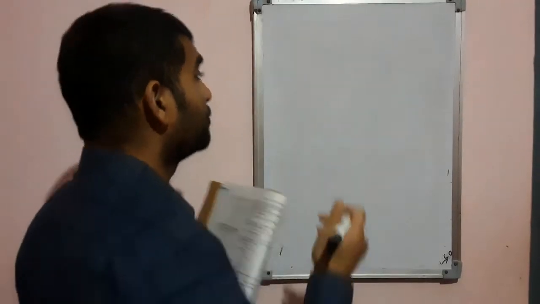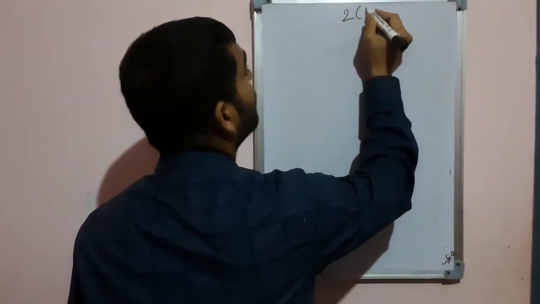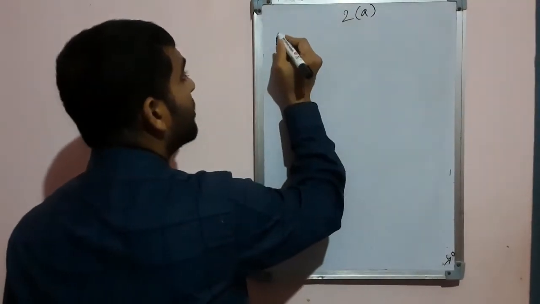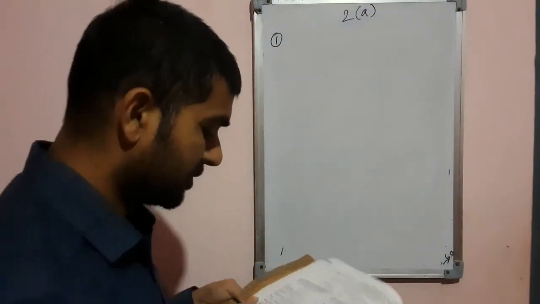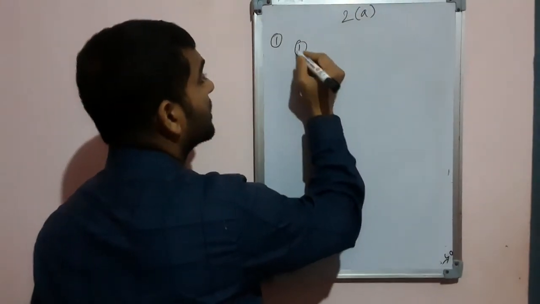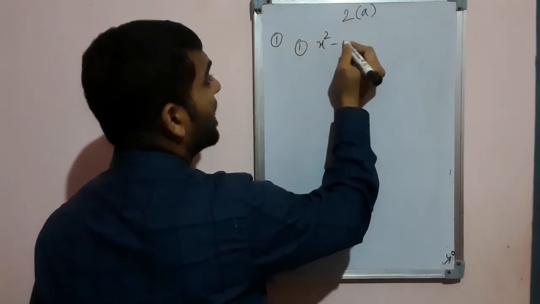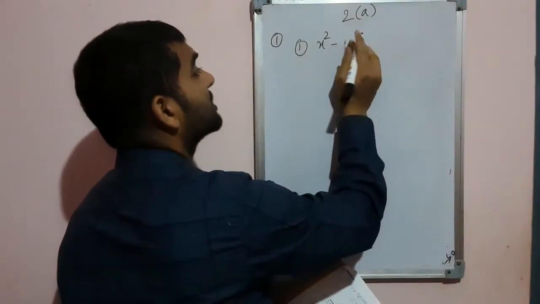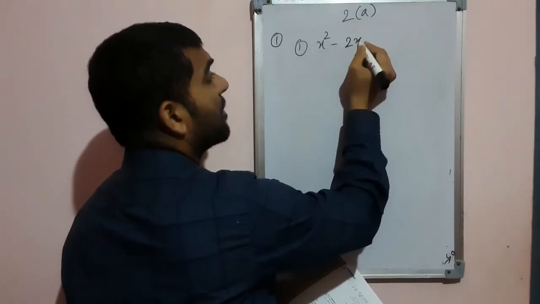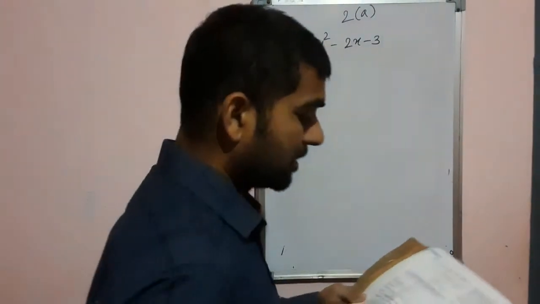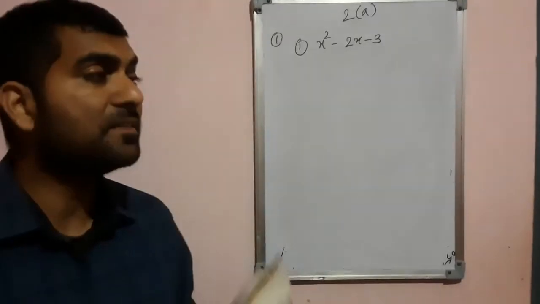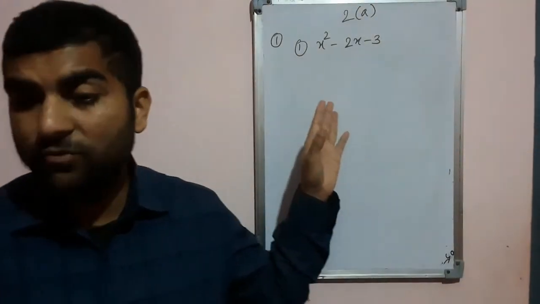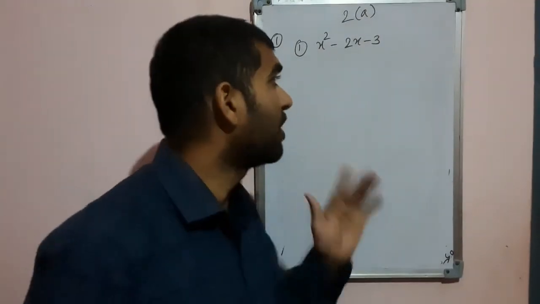Now exercise 2a, question number 1, subdivision 1: x square minus 2x minus 3. Here they are asking to find the zeros of the polynomial. Now we have to find the zeros here. So how to find the zeros?